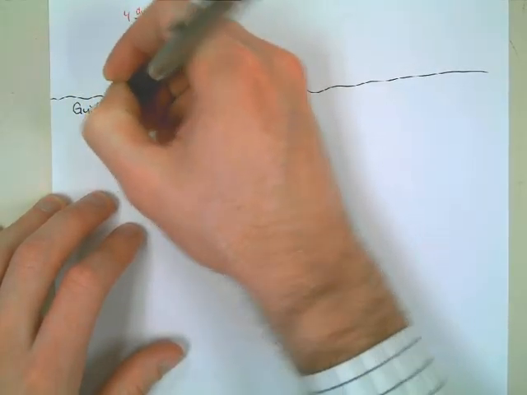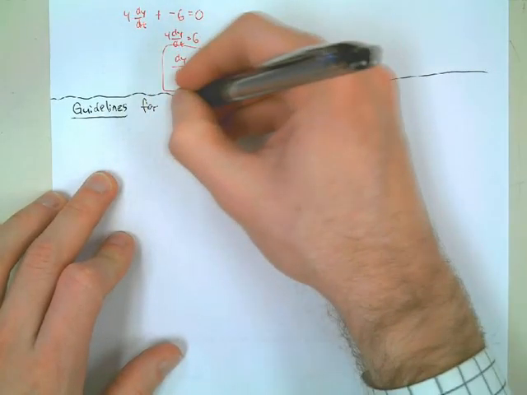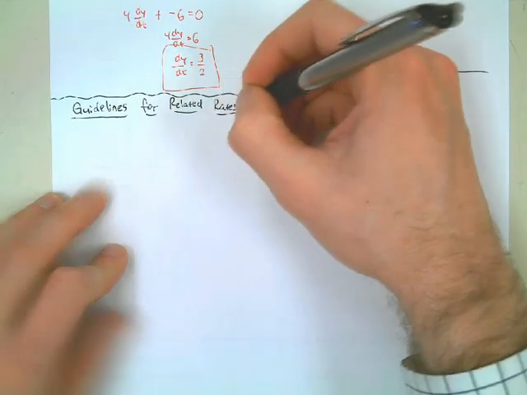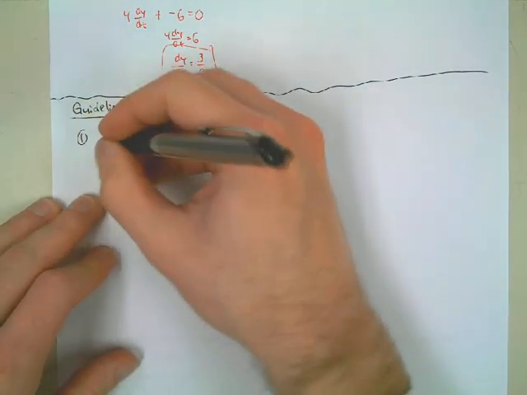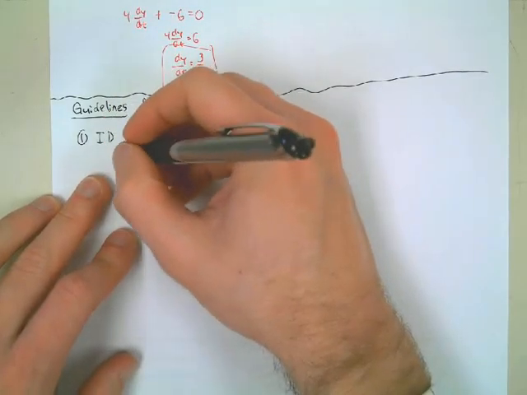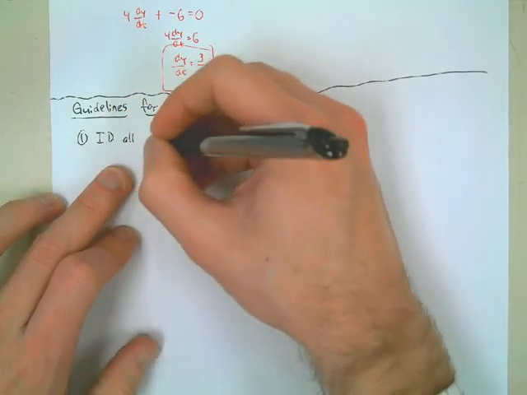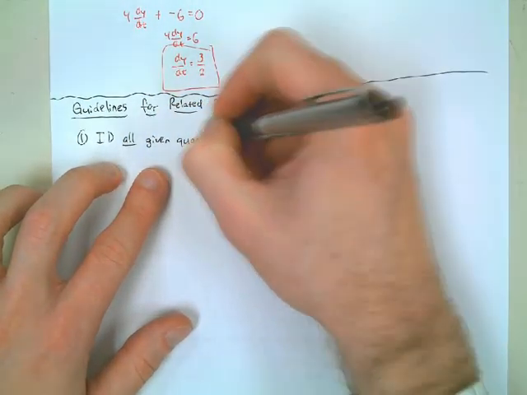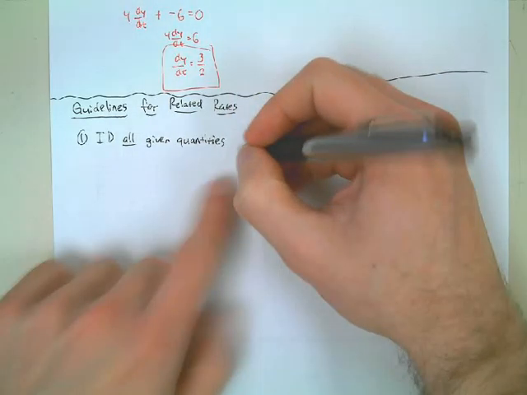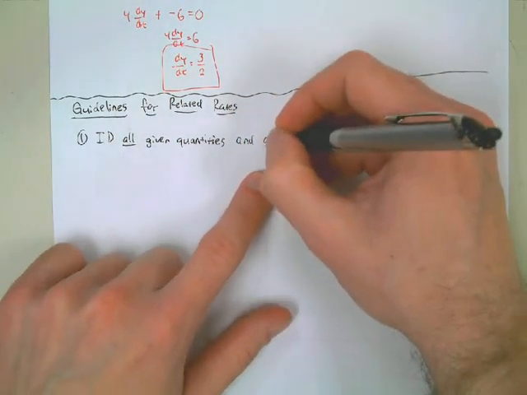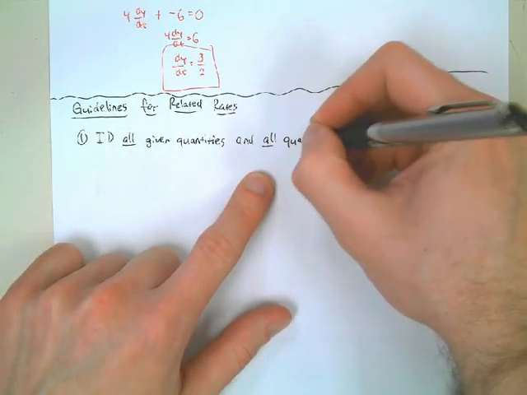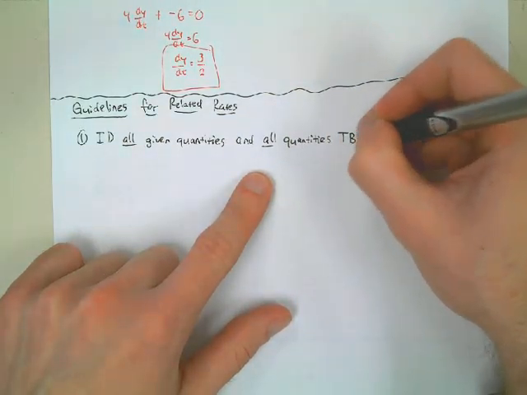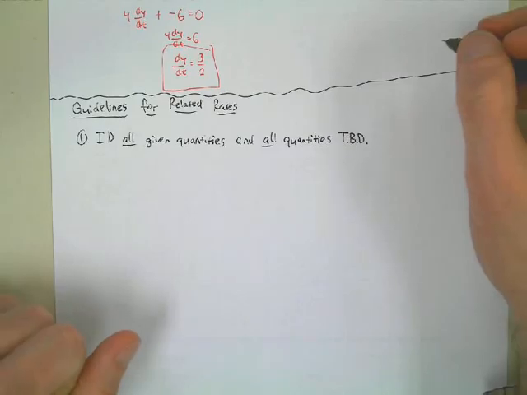So, guidelines for related rates. And bear with me here, there's a little bit of writing involved. And I know it's math class, but here we go. So I'm going to abbreviate here. ID, that's short for identify, right? ID all given quantities and all quantities TBD. I'm going to abbreviate again. You know what that stands for? To be determined. Okay, so identify all given quantities and all quantities to be determined.